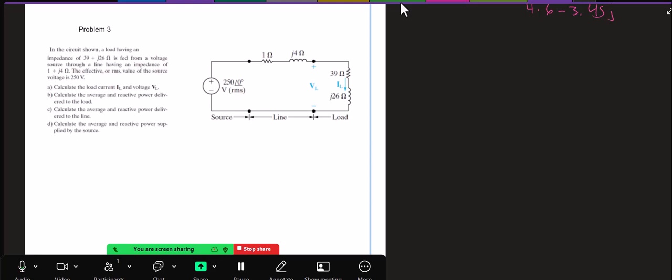9 plus J26 ohms is fed from a voltage source through a line having an impedance of 1 plus J4 ohms. The effective or RMS value of the source voltage is 250 volts. Calculate the load current IL and voltage VL.